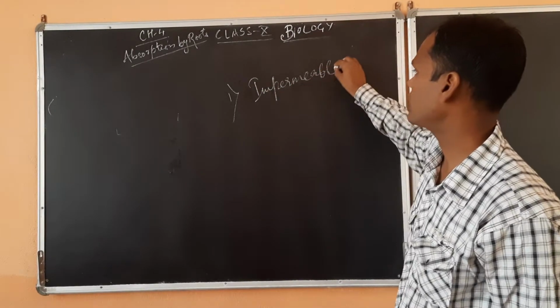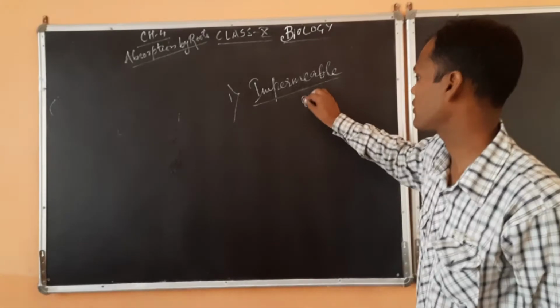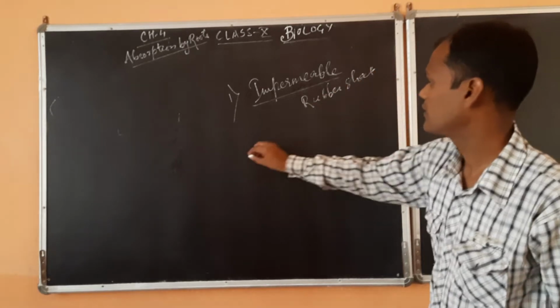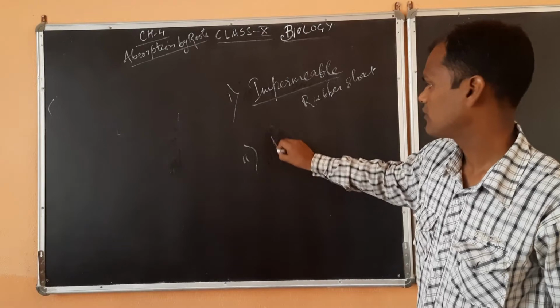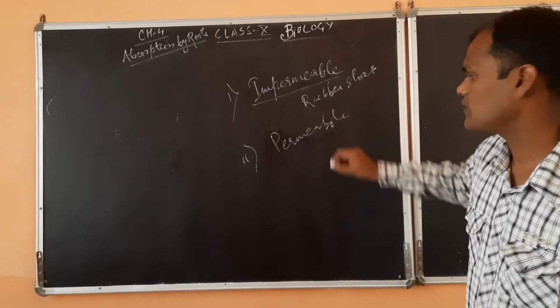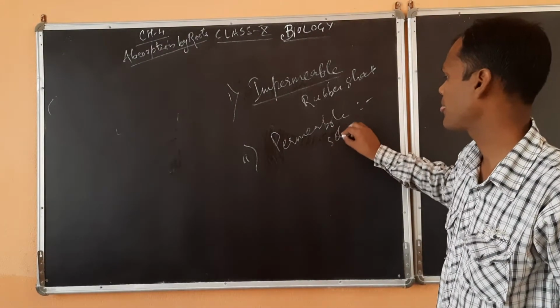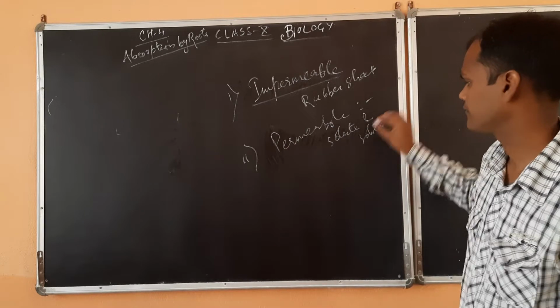Impermeable means it will not allow anything to pass through it. Example, it is your rubber sheet. Second is permeable. Permeable means it will allow everything to pass, that is your solute and solvent, to pass through it.